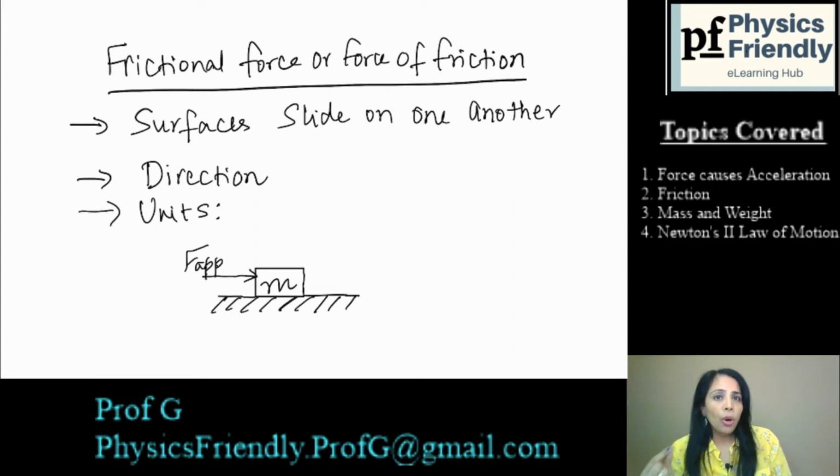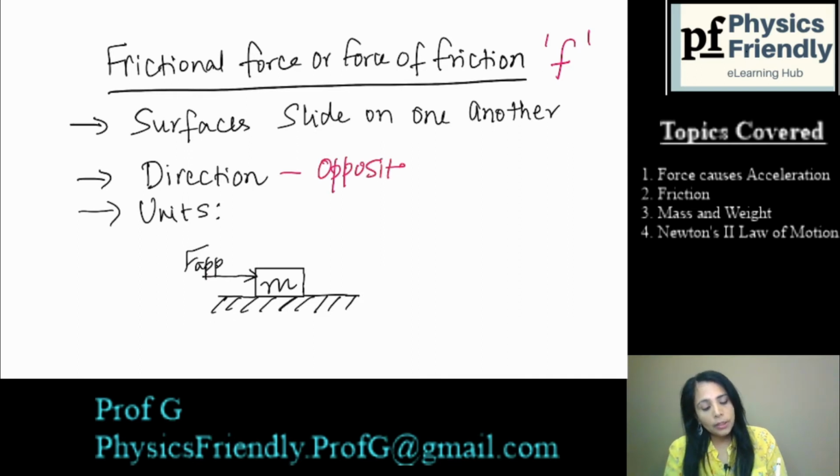The direction is always going to be opposite to the motion of the given object, right? If the object is moving in positive x direction, our frictional force is always going to be acting in negative x direction. Now, frictional force is denoted by small letter f. You see how we had capital F for the force, now we have small f for the frictional force. And I already talked about this. Direction is always going to be opposite to the motion of the given object.